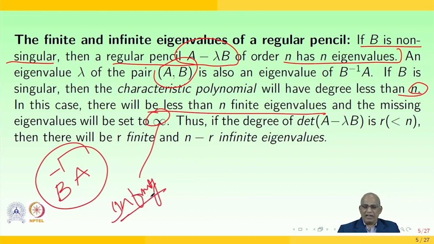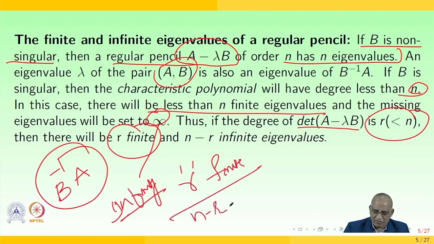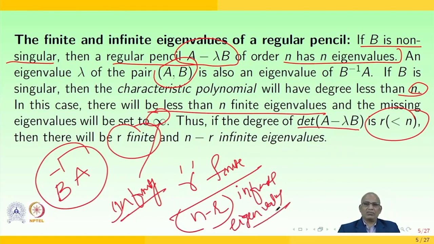Thus, if the degree of the determinant of A minus lambda B is r, where r is assumed to be less than n, then there will be r finite and n minus r infinite eigenvalues.